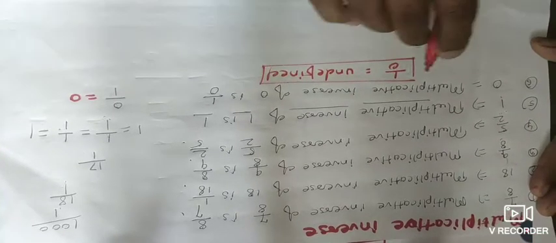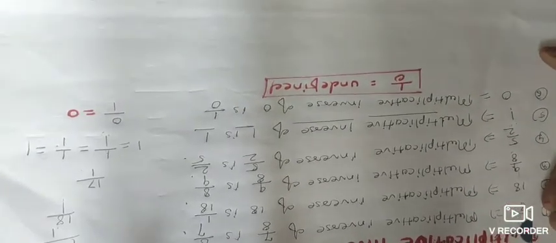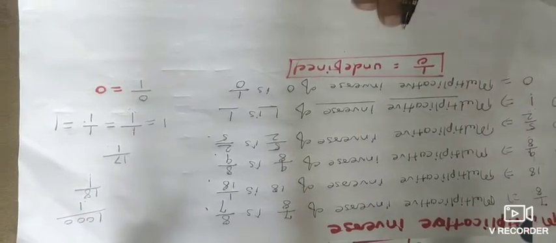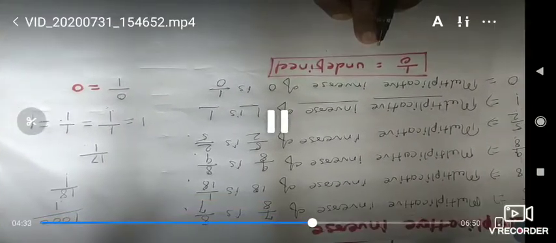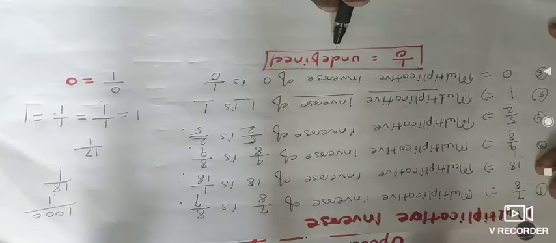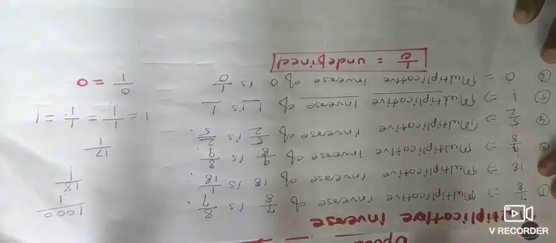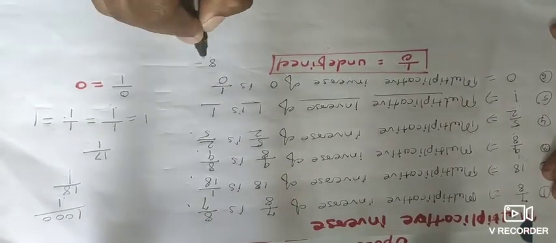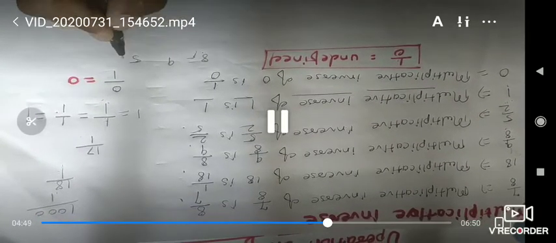This is there in the 9th-10th standard. 1 upon 0 means undefined, which is given to you in the trigonometry lesson. Okay, and this is undefined. So in this way we find the multiplicative inverse of any number. Like 8's multiplicative inverse is 1 upon 8, 9's multiplicative inverse is 1 upon 9, 5's multiplicative inverse is 1 upon 5. In this way you can find it.